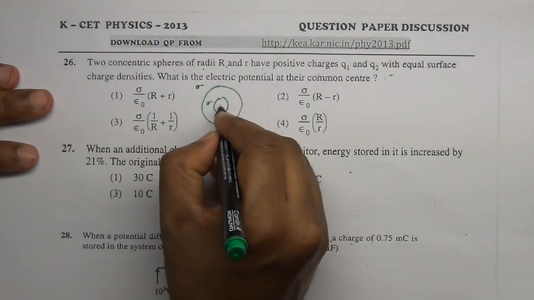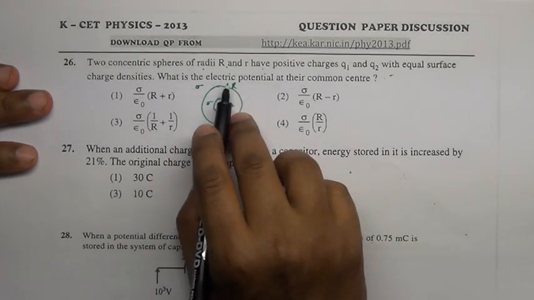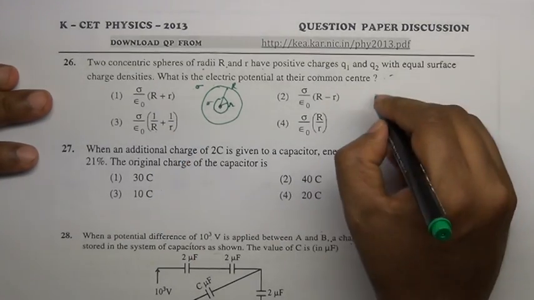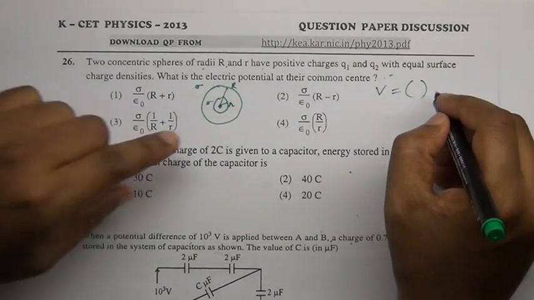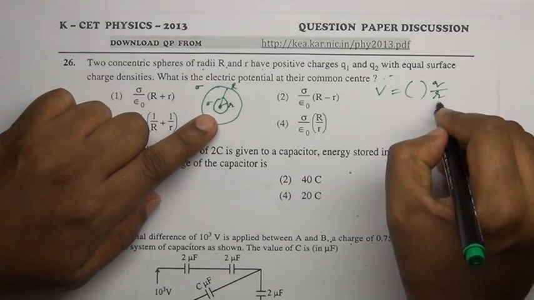Radius of inner r, radius of outer capital R. What is the electric potential at their common center? Potential inside the sphere is constant, kq by r, where r is the radius.